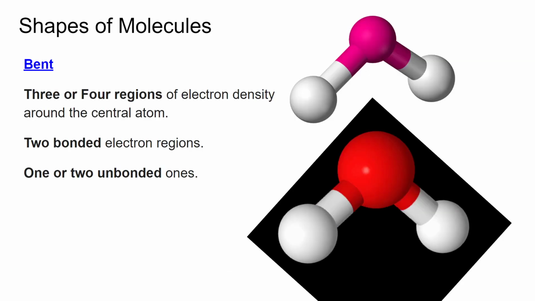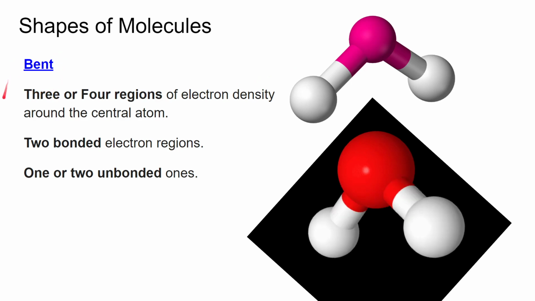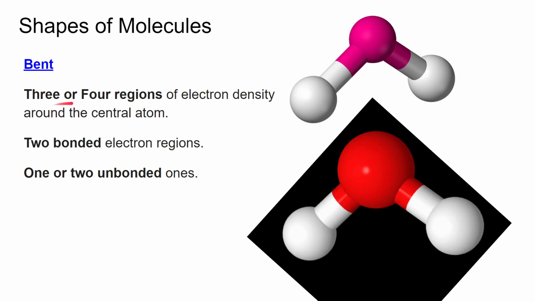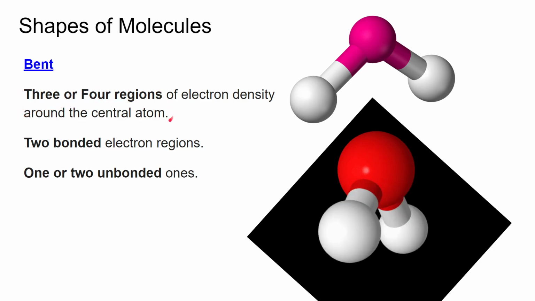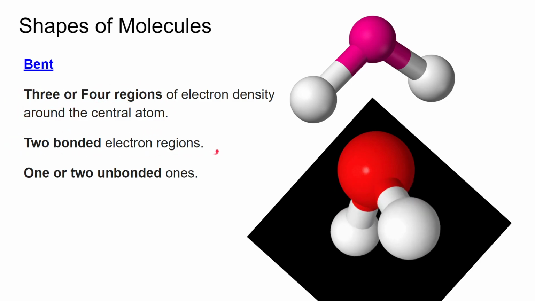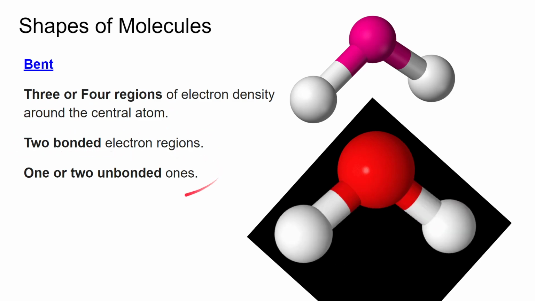And the last shape we're looking at is bent. This is the last shape we have to know. This is where we have three or four regions of electron density around the central atom, and only two of the regions are bonded, and we can have one or two unbonded ones.